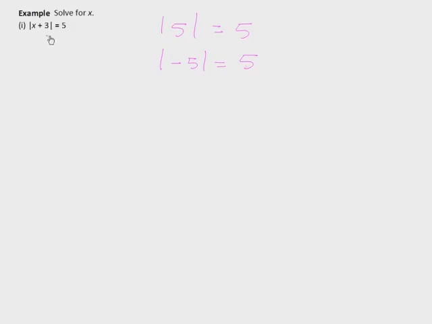So therefore, whatever I have within the absolute value sign must be either 5 or minus 5. Because that's the only way the distance is going to work out to 5. So I can conclude that x plus 3 must be 5. That's this. Or x plus 3 must be minus 5. That's this. These are the only two values that are going to work.